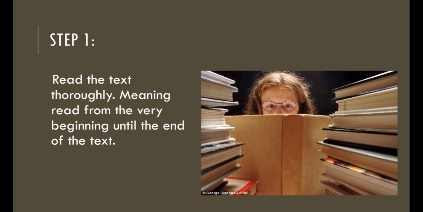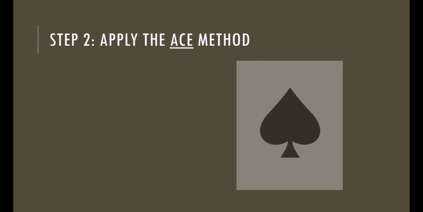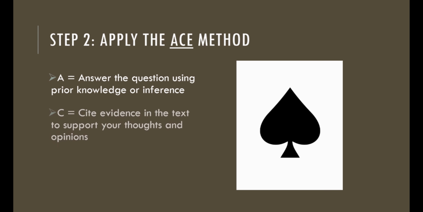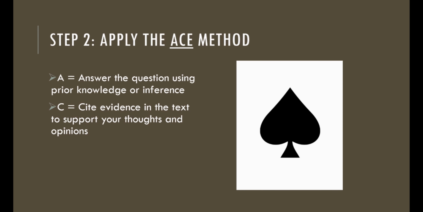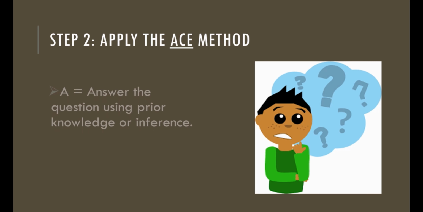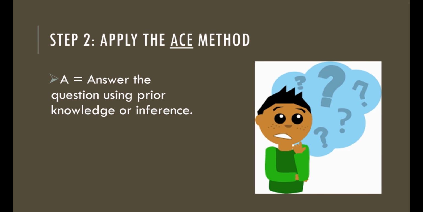Step 2. Apply the ACE method. A stands for answer the question using prior knowledge or inference. C. Cite evidence in the text to support your thoughts and opinions. And E. Explain your answer by paraphrasing or directly quoting. A. Answer the question using prior knowledge or inference.